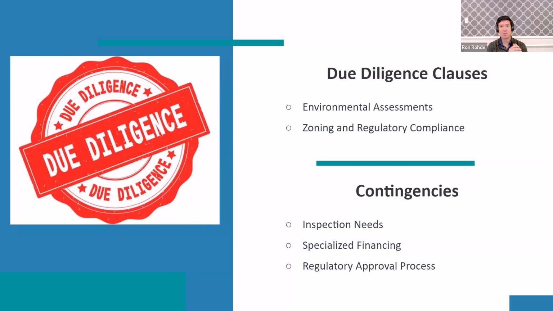So if you're in Texas, we have the TCEQ. You may have EPA notices, but the PSA must require the seller to disclose any information about environmental violations or potential violations, alleged violations, that sort of thing. So Phase One, that's critical that you have that in the PSA.